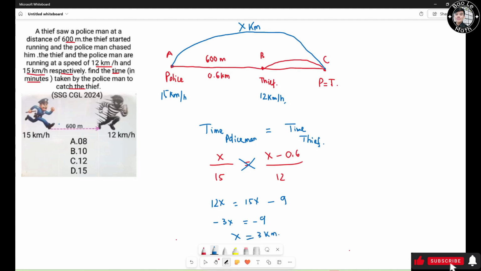Now what you need to do is to find the time, right? So you substitute 3 for S back over here. So the time is going to be 3 divided by 15, which is 0.2 hours, right? Now, you need to find the minutes, so you need to convert this into minutes. So it turns out to be 0.2 multiplied by 60, right? So it is 12 minutes, right? So the answer must be C.